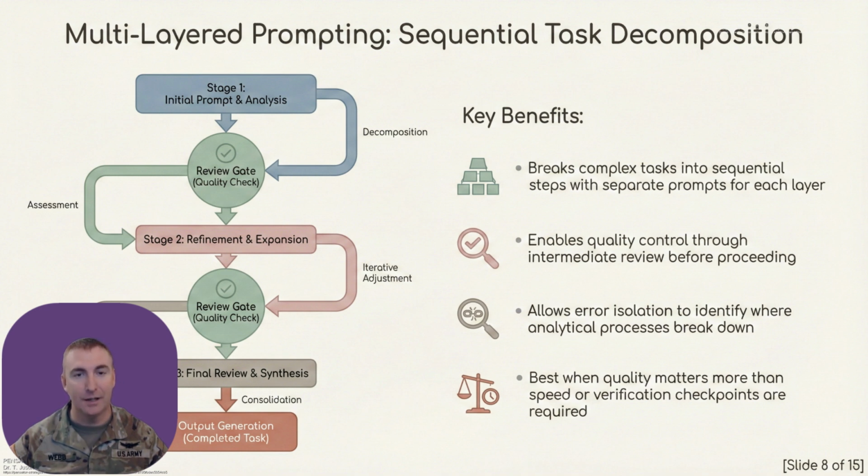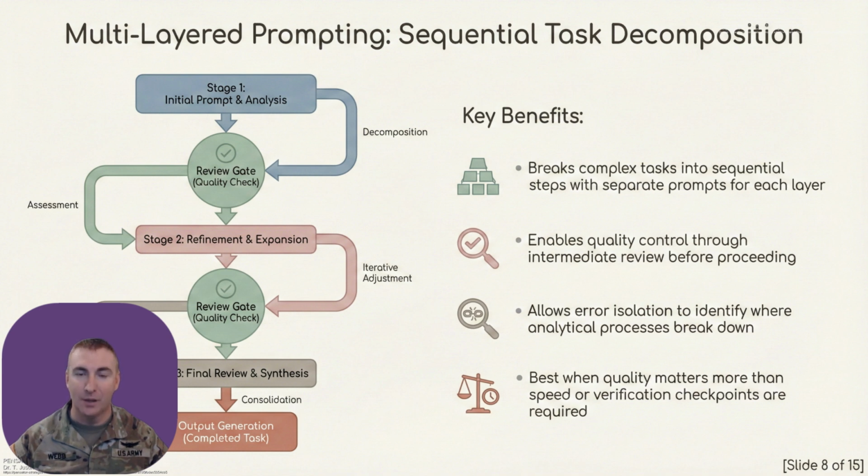This technique maintains control and accuracy across complex workflows by enabling review of intermediate outputs before proceeding. Consider enemy course of action analysis. Layer 1 handles data collection from intelligence reports. Layer 2 addresses pattern analysis generating potential enemy COAs. Layer 3 conducts wargaming for each COA.